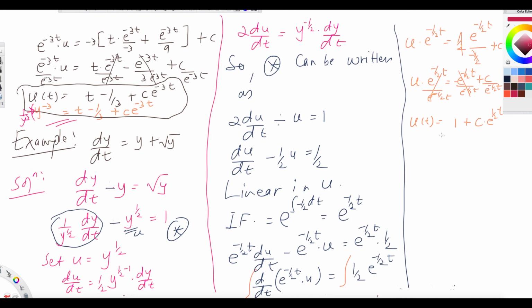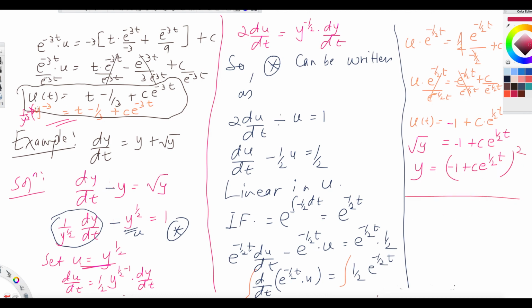Okay, let me do it here for this problem. So what is u(t) though? u(t) here is the square root of y, you see that, equals negative 1 plus c e to the 1/2 t. Oh, by the way, there is a minus 1 there, right? This minus is there. So what is y? Square on both sides. You get y equals negative 1 plus c e to the 1/2 t, all squared. That's the final answer.